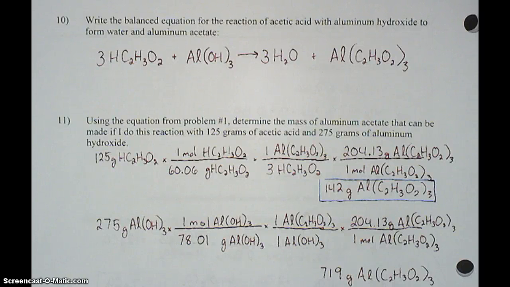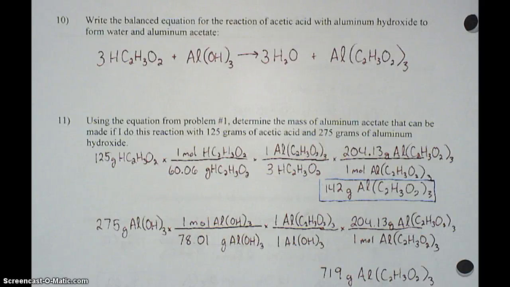Question 11 is just like we did on the previous page. We've got two starting amounts, and we have to solve for one of our products using each of those two starting amounts. First, I did the work with the acetic acid, converted grams to moles, used my mole-to-mole ratio, and then figured out how many grams of product that would be per mole. And then I did it with the aluminum hydroxide. Same process, convert it to moles, use a mole-to-mole ratio from the balanced equation, and then convert moles of our product to grams of our product.